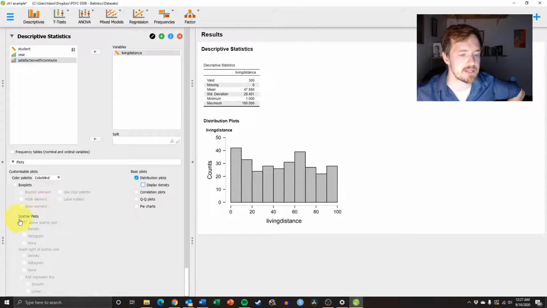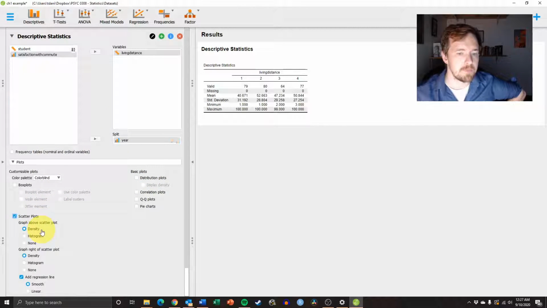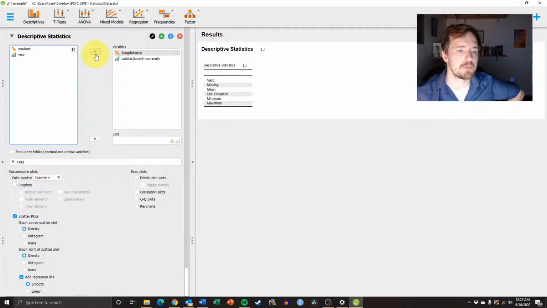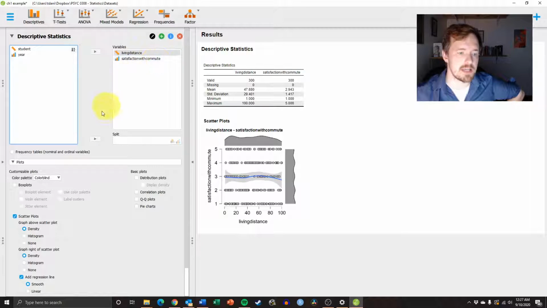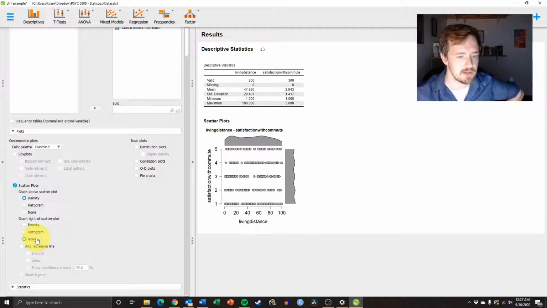We can try some other things like scatter plots. Let's see what we can do with that, if we can get any of these to work. So I'm trying to split this up by year and by living distance. And you see, it doesn't tell us what that scatter plot is, which tells us, oh, this data is not appropriate for that. So let's see if we can find something that would be appropriate. I'm going to put in living distance and satisfaction with commute. Oh, and that's super complicated. I'm going to take out some of this right here.